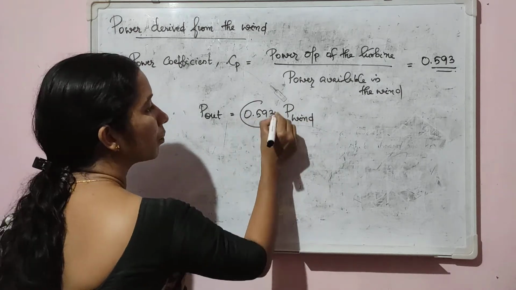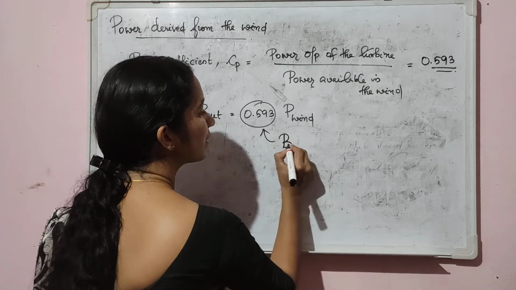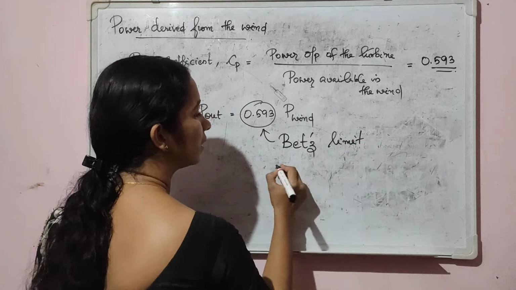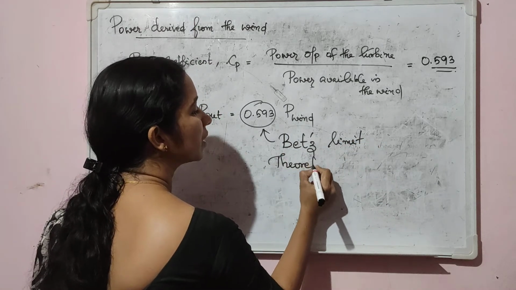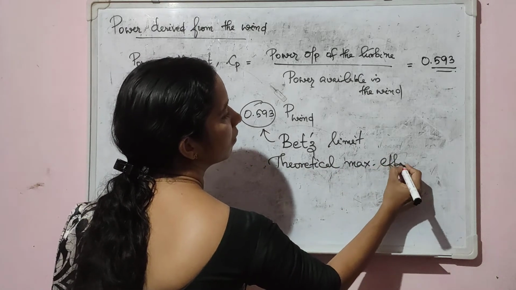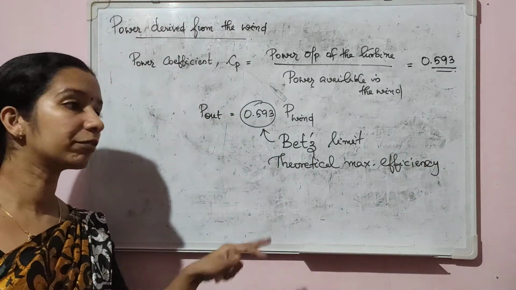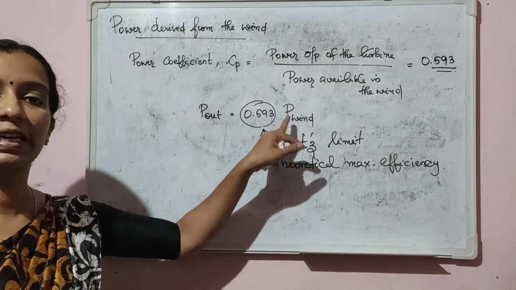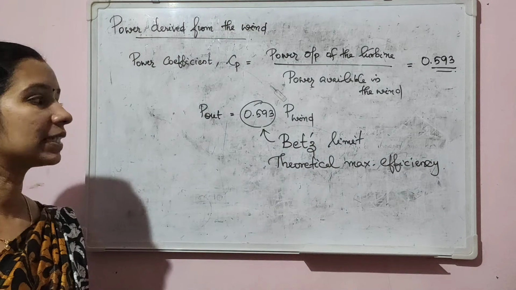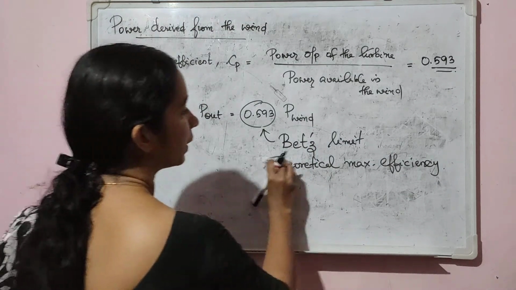And this term 0.593 or 59.3% is known as Betz limit, which is the theoretical maximum efficiency of a wind turbine. So the theoretical maximum efficiency of a wind turbine is 0.593 or 59.3%, and that value is known as Betz limit. Okay. So now let us move on to the derivation part.